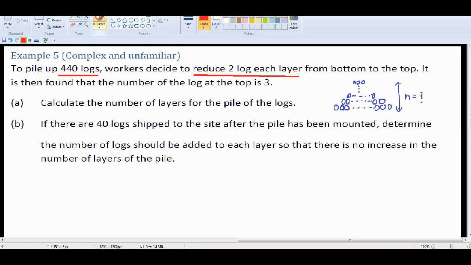But in this case, because they give you the total number of logs, it seems to me it should be using series, okay? But we're going to find the number of layers. So that means you need to find n equals what? That means we don't know n, but we know the sum will be 440.